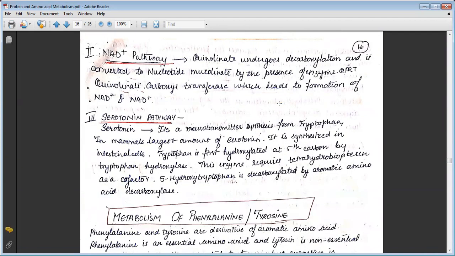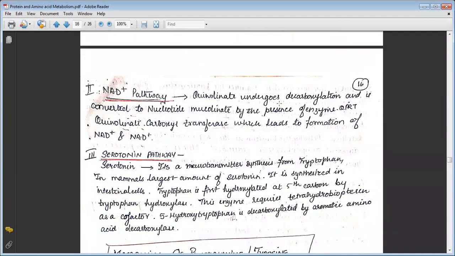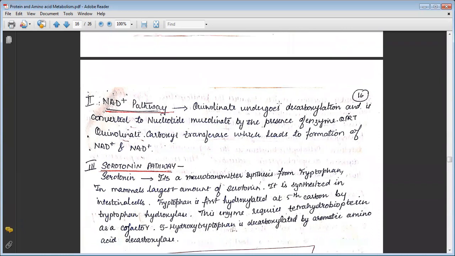Serotonin pathway is neurotransmitter synthesis from tryptophan. In mammals, the largest amount of serotonin is synthesized in intestinal cells. Tryptophan is hydroxylated at the fifth carbon by tryptophan hydroxylase. This enzyme requires tetrahydrobiopterin as a cofactor. 5-hydroxytryptophan is decarboxylated by aromatic amino acid decarboxylase.